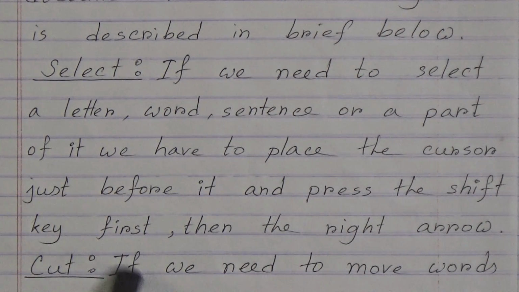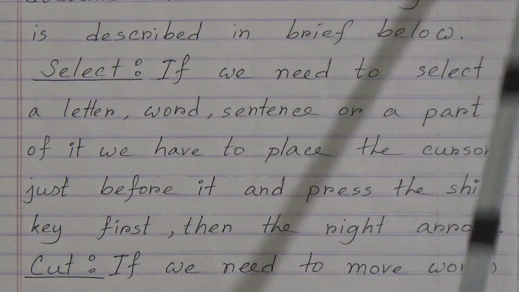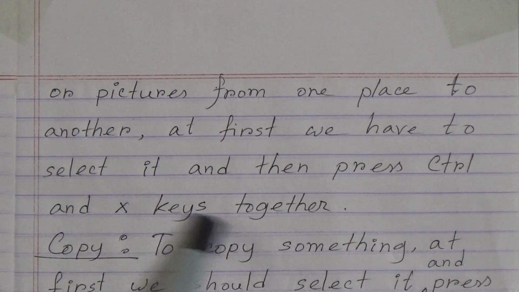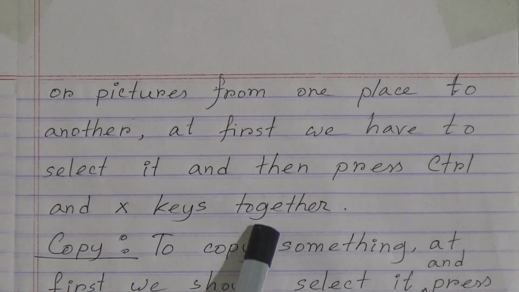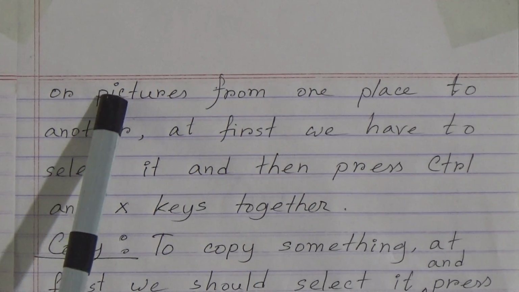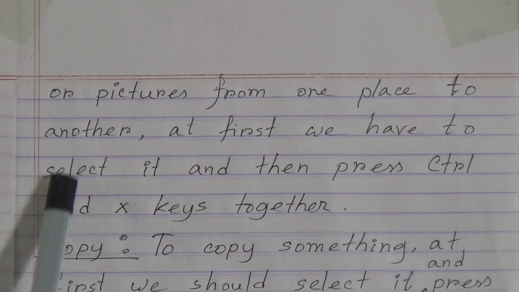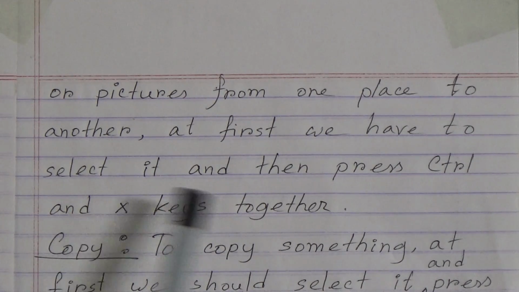The next step, see, cut. Cutting is completely removing something from an area and then using it in another place if you want. If we need to move words or pictures from one place to another, at first we have to select it and then press Ctrl and X keys together. So if you want to move a picture or a word or a sentence from one place to another, at first we select it and then press Ctrl and X together.